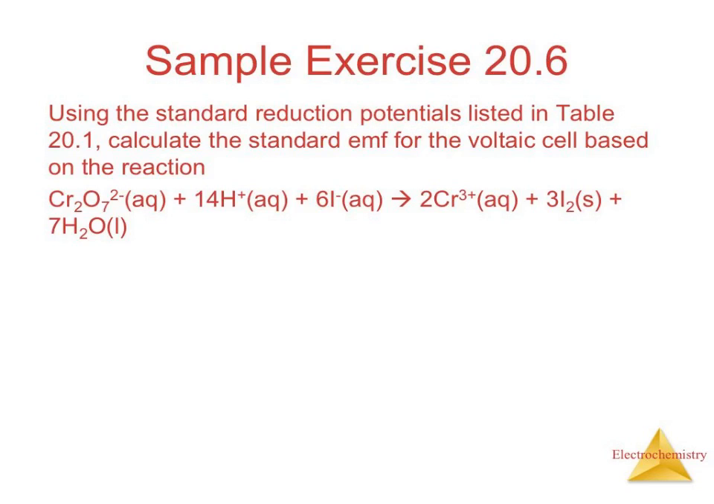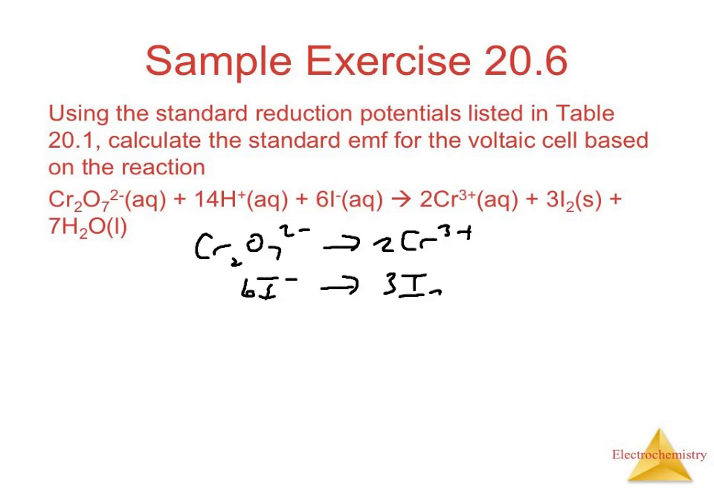It says, using the standard reduction potentials listed in table 20.1, calculate the standard EMF for the voltaic cell based on this reaction. Okay, so we've got two half reactions happening here. You've got the Cr2O7 2- going to 2Cr3+. Okay, now that's not balanced, obviously. That's not a balanced half reaction. That's just the skeleton half reaction, but we can use that for now. And then you've got your 6I- going to 3I2.